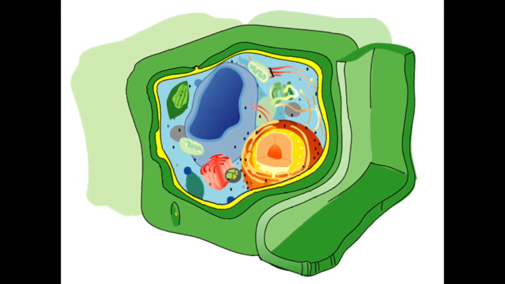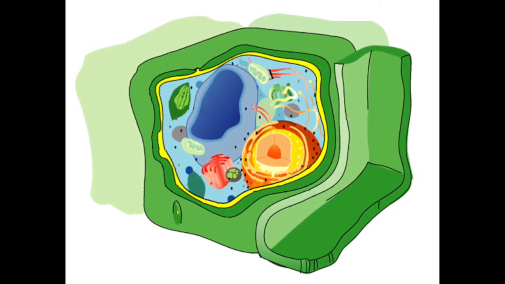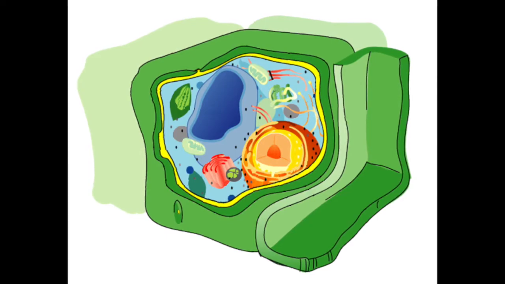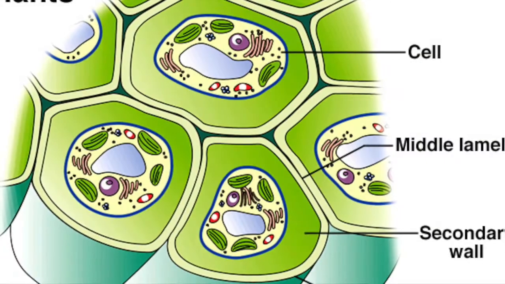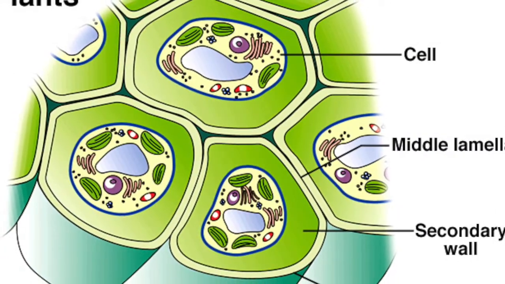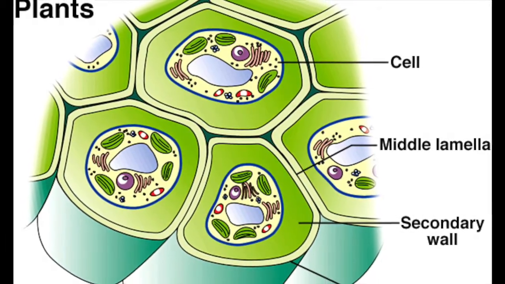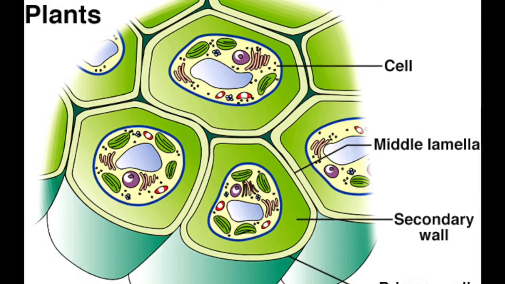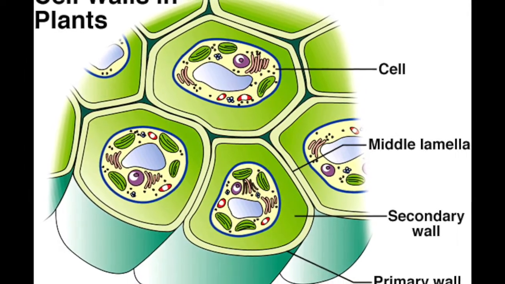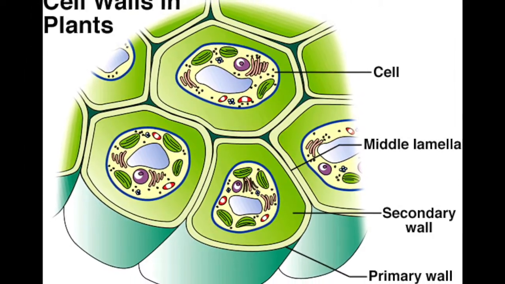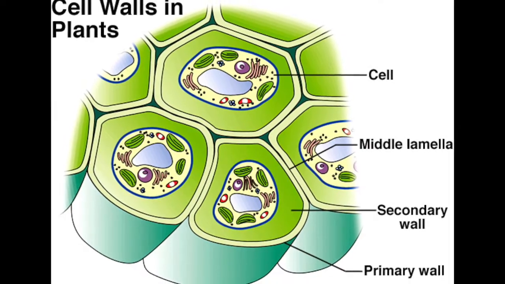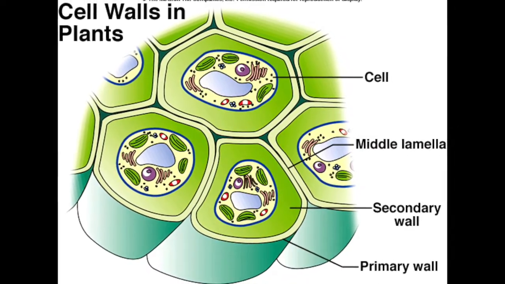The first important function is structural support. This helps the plant keep its shape. The next important function is a filtering mechanism. The cell wall allows objects to flow inside the cell, but the cell membrane ultimately decides whether that object can flow all the way inside the cell or get bounced back outside of the cell.